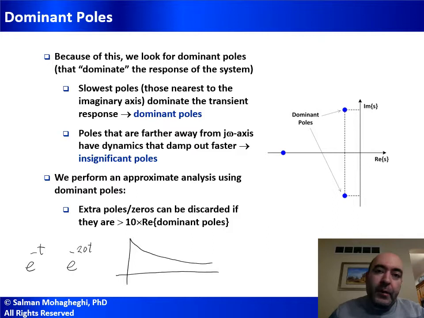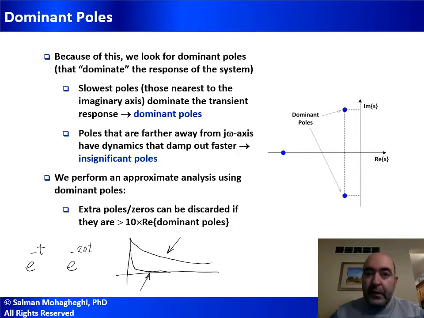E to the power of -20t, though, is going to be decaying much faster. So as time increases, the value of this function will go towards 0 at a much faster pace. So let's say e to the power of -20t will go to 0 like this. So you have one response corresponding to e to the power of -20t and another one corresponding to e to the power of -t. As you can see here, e to the power of -20t goes down to 0 very quickly, so you're not even seeing a lot of its impact on the output.